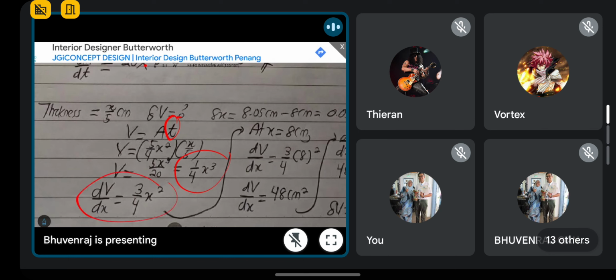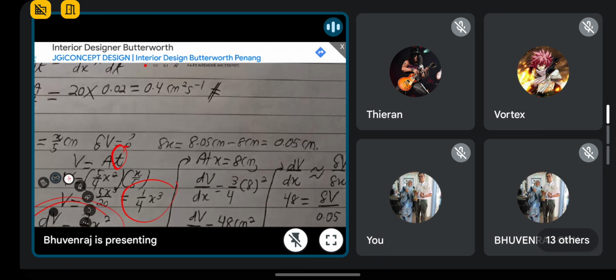So then you differentiate it. What pembezaan? Isi padu terhadap nilai x. You will get 3 over 4 x squared. Okay. And then the info given over there also. They told you that the delta x, perubahan dia. They told in the question, if you saw just now. So you can count the delta x.